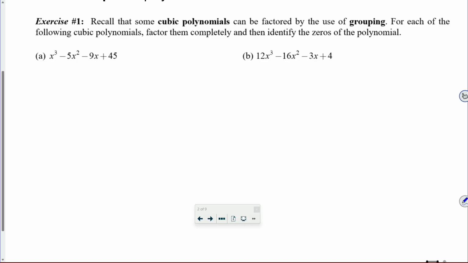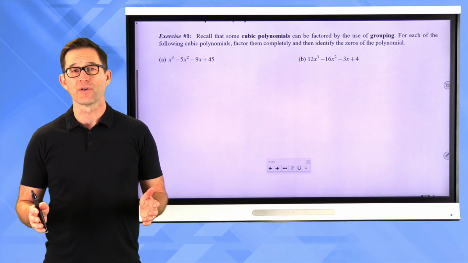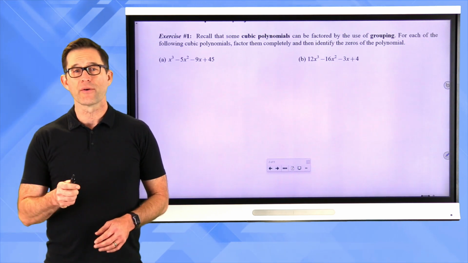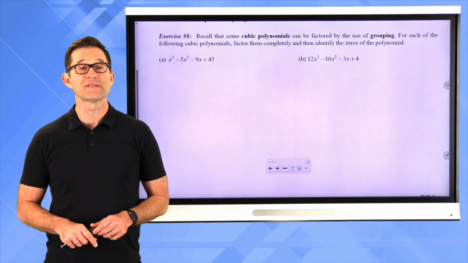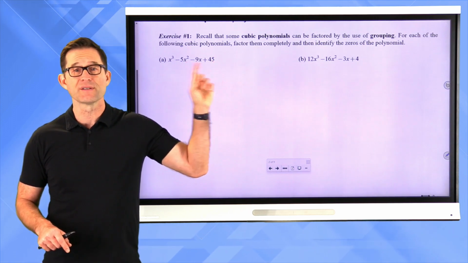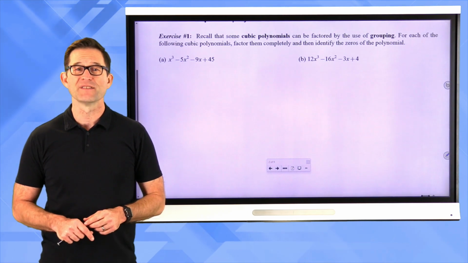Exercise 1. Recall that some cubic polynomials can be factored by the use of grouping. For each of the following cubic polynomials, factor them completely, and then identify the zeros of the polynomial. Awesome. Well, I know that we've done factoring by grouping a few different times in this course, but let's go through letter A together. Here we have x cubed minus 5x squared minus 9x plus 45. Classic cubic polynomial written in standard form, decreasing degrees of the terms, right? Decreasing exponents. So let's take a look at how we factor this by grouping.